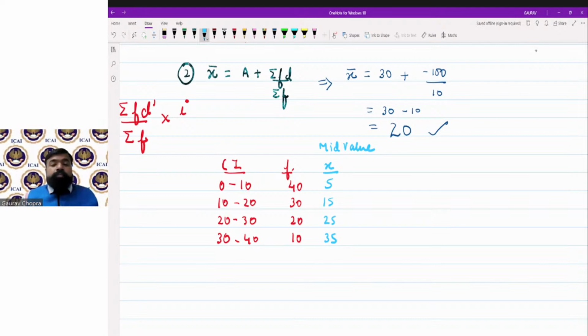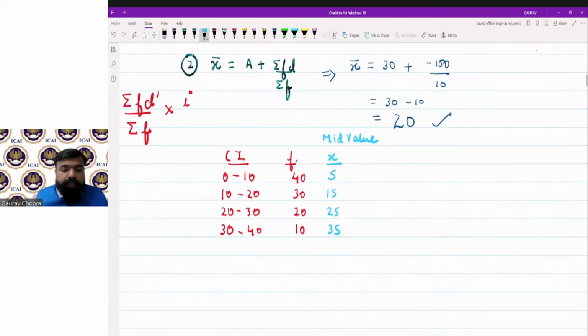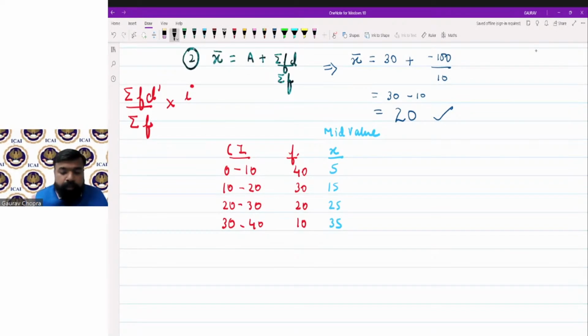Now forget about the class interval. Let's say you don't have class interval, you are having x and you are having f. So you can use direct method, same as we have used above. You can use shortcut method, same as we have used above. As it is, you can use both the methods. But now we will solve using step deviation method. Okay, now we are solving using step deviation method. So let's try.